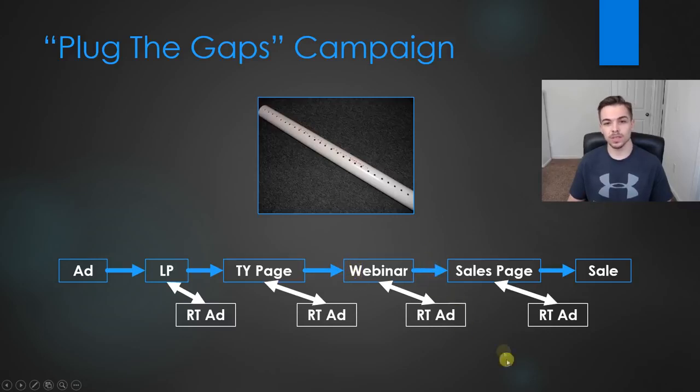Now people still obviously are going to fall out, but we've plugged it somewhat, and you can do retargeting ads specifically targeting people at each single stage of this funnel. So for example, you could target people that visited the sales page but did not purchase. You could target people that watched the webinar but did not go to the sales page, etc.